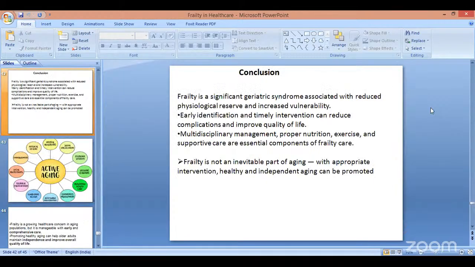Now, what are the conclusions? Frailty is a significant geriatric syndrome associated with reduced physiological reserves and increased vulnerability. Early identification and timely intervention can reduce complications and improve quality of life. Multidisciplinary management, proper nutrition, exercise, and supportive care are essential components of frailty care. Frailty is not an inevitable part of aging. With appropriate intervention, healthy and independent aging can be promoted.